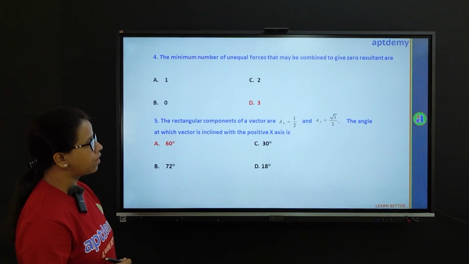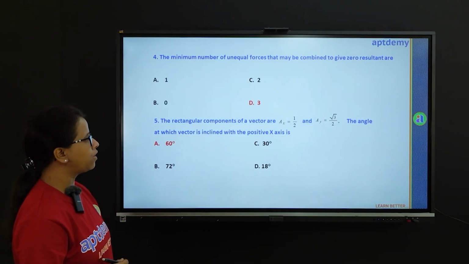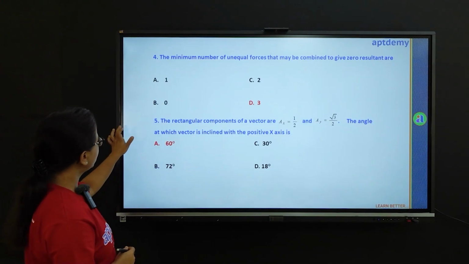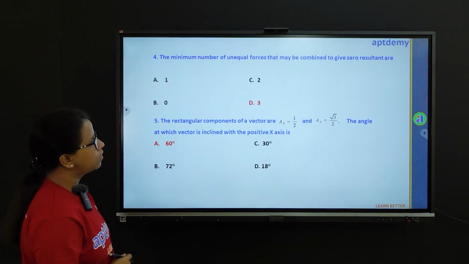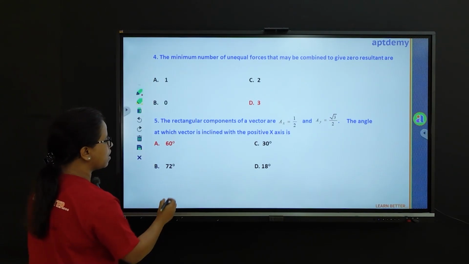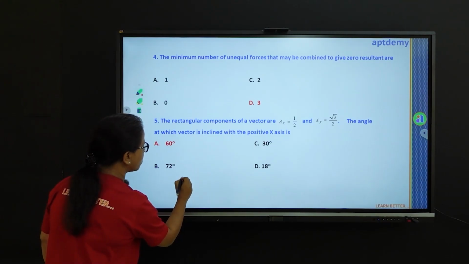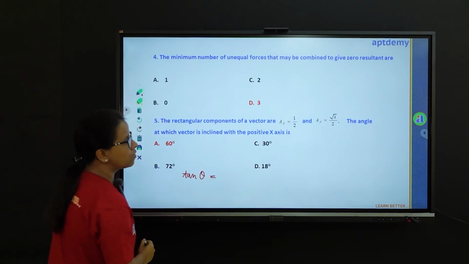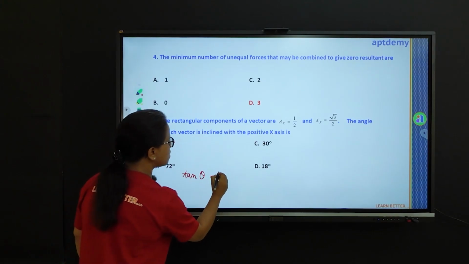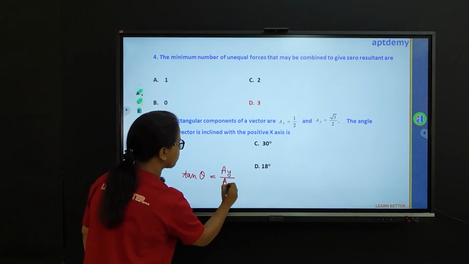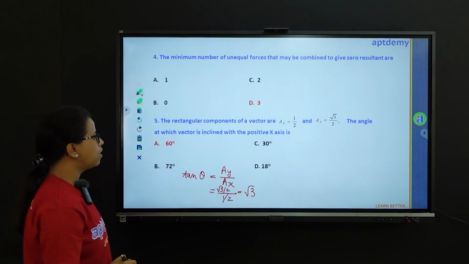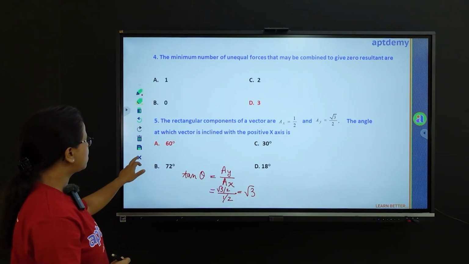The rectangular components of a vector are ax equal half and ay equal root 3 by 2. The angle at which the vector is inclined with the positive x-axis is. Now to find out the angle once the components of the vector are given is very easy. We apply the formula tan theta, the angle the resultant makes with the x-axis, is given by ay by ax. So this is root 3 by 2 over half. So we are left with tan theta equal root 3, which is theta equals 60 degrees.